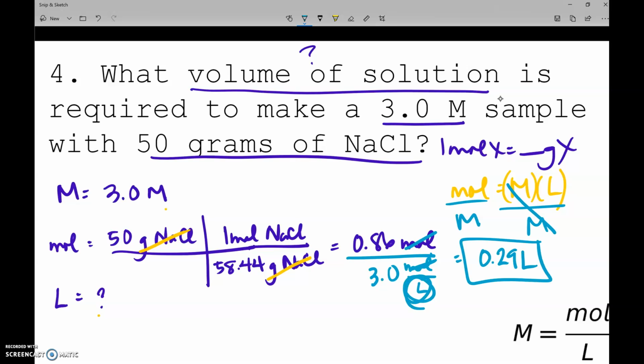Once again, if we plug that in and solve for molarity, we go 0.86 moles divided by 0.29 liters, and we get a molarity that rounds up to 3 moles per liter.